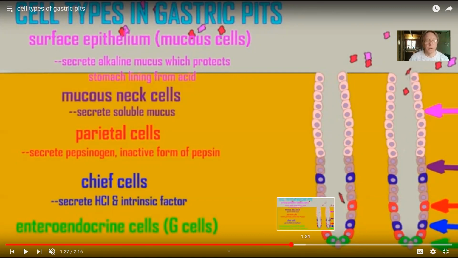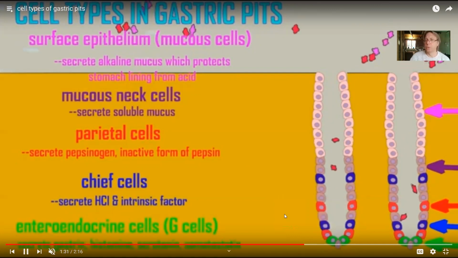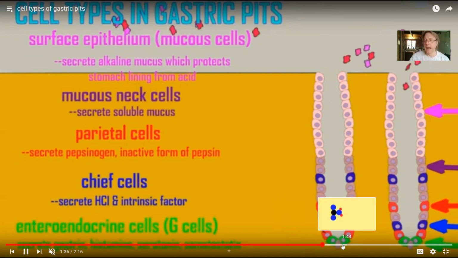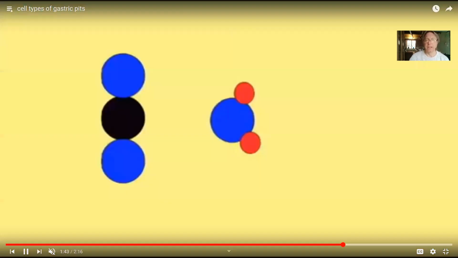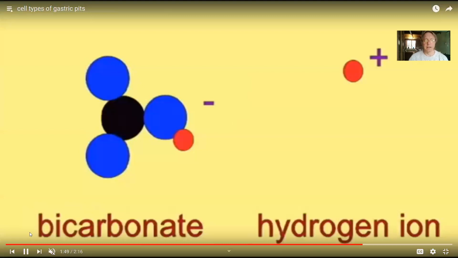Just a quick word on the acid. While it is hydrochloric acid in the stomach, technically that's not how it's made. So technically, the acid that the chief cells make is what's called carbonic acid. Carbon dioxide, CO2, and water form carbonic acid, which then produces a hydrogen ion and bicarbonate.